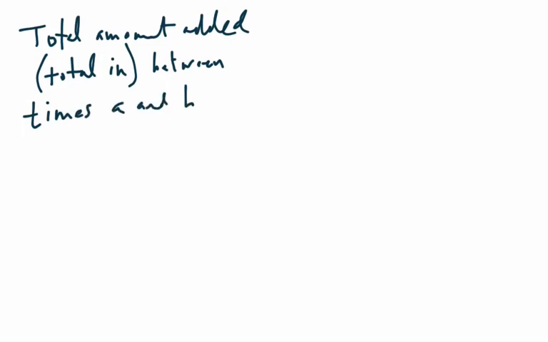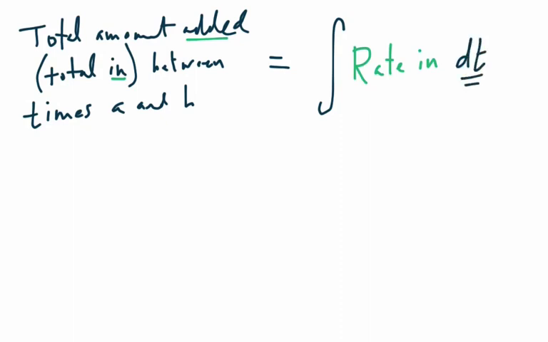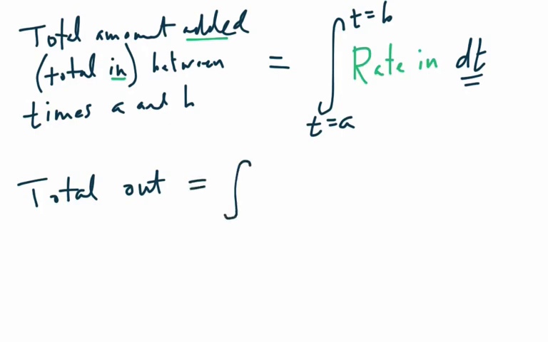Okay, so the total amount added between A and B is, well, it's the total, so it's the integral, and then it's the total added, or total in, so it's going to be the integral of the rate in. Well, that's not too bad. These are going to be dt because our rates are with respect to time, and we're going to go from t equals A to t equals B, and those will probably be specified in the problem. Cool. We can then go ahead and say, well, the total out, or the total removed, is going to be the integral of the rate out, dt, from t equals A to t equals B.